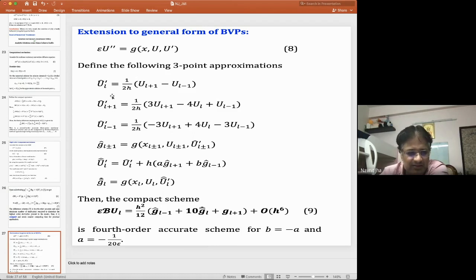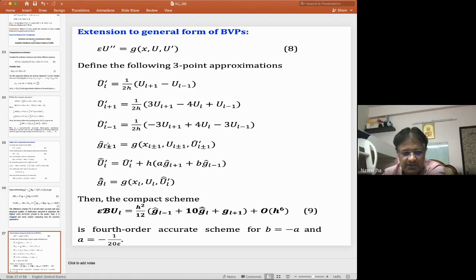Now, with availability of these values, I am going to define g cap at l plus minus 1 as g of x l plus minus 1, u at l plus minus 1, and u derivative cap at l plus minus 1. So basically there are two evaluations here. So I have two things, g l plus minus 1 cap.